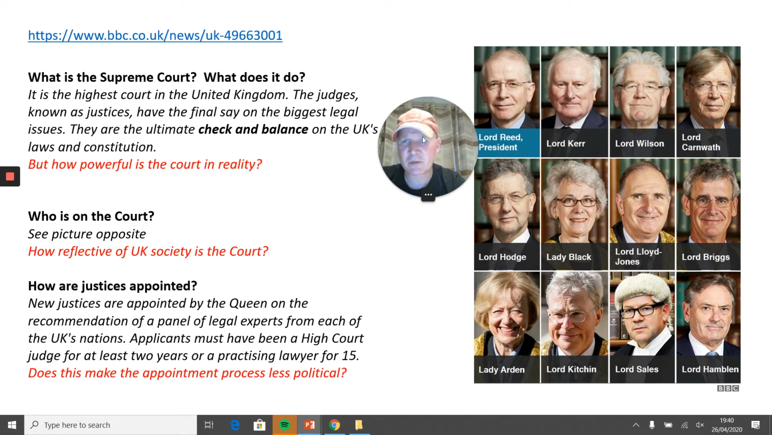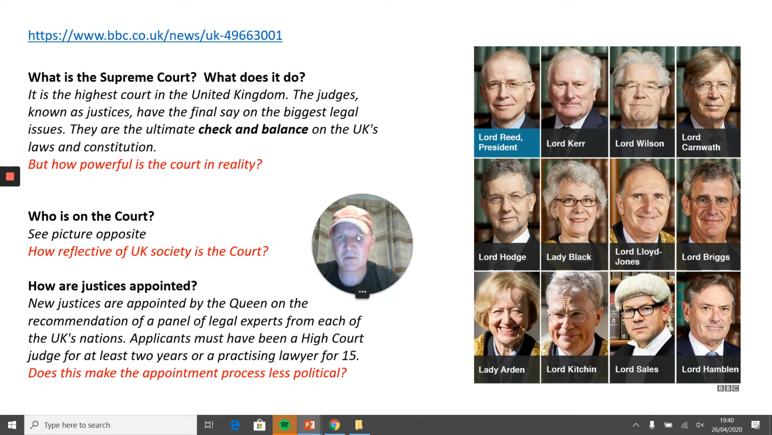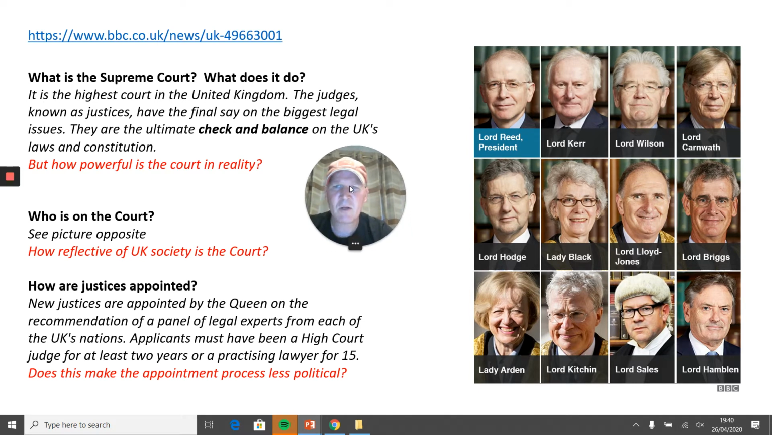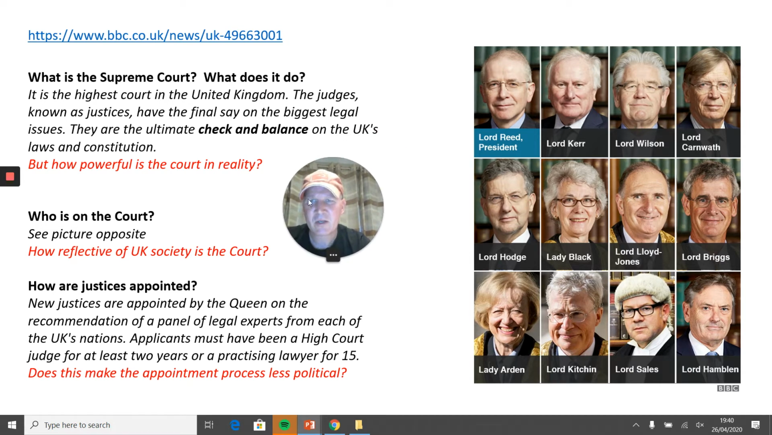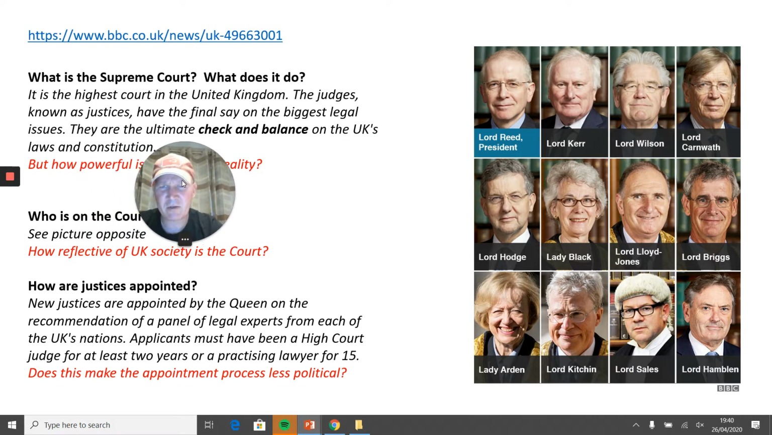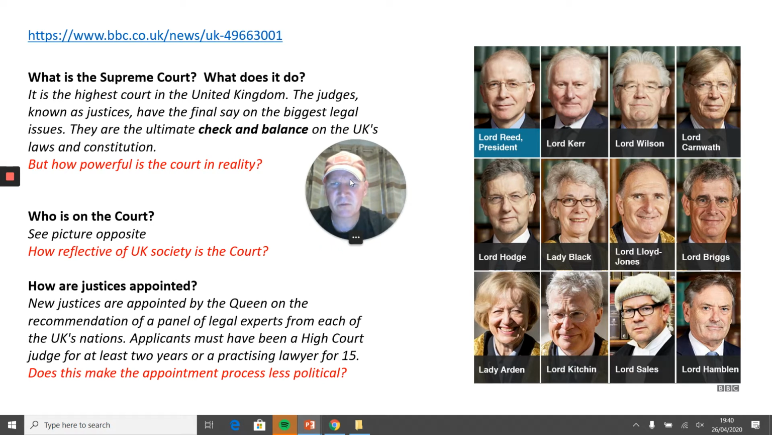Well, you did a little bit of research into the composition, the nature of the court, and what it does. To say it's the highest court in the land is correct, of course. What's interesting is where it says they are the ultimate check and balance in the UK's laws and constitution. If you think about that, of course, we have parliamentary sovereignty. So be careful, because Parliament, of course, is the ultimate power. And what the Supreme Court does is it works within what Parliament passes. So really, it's the ultimate check and balance on the UK government.